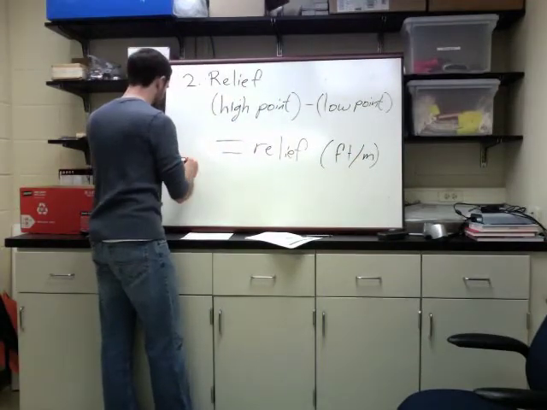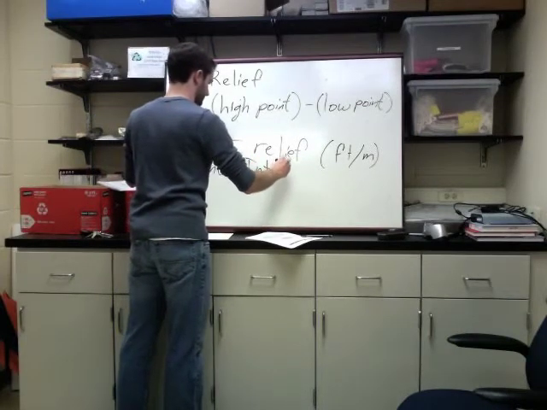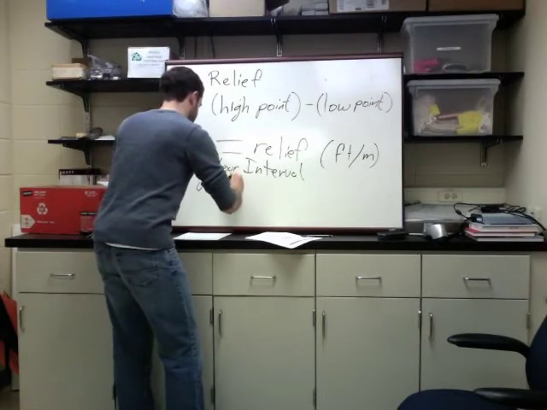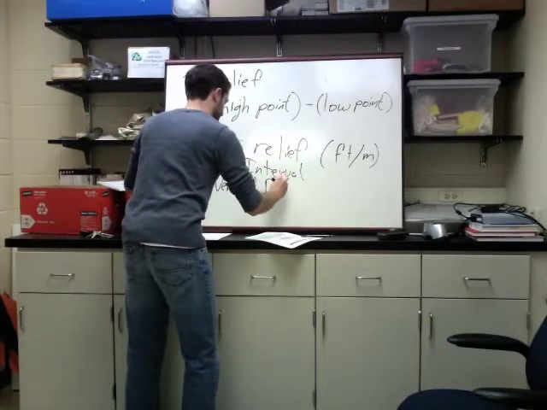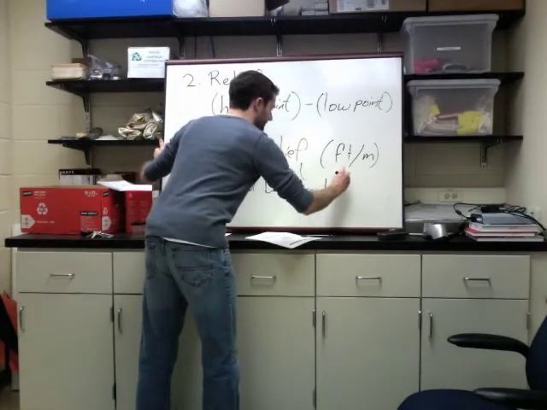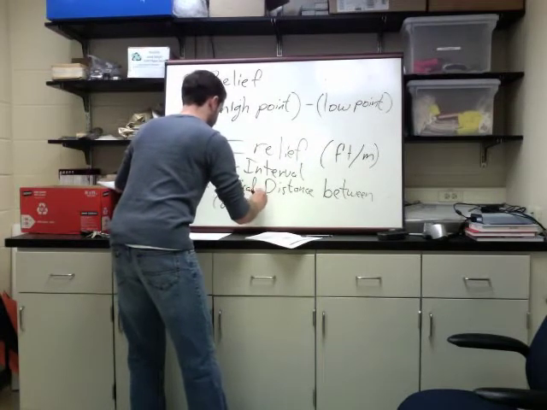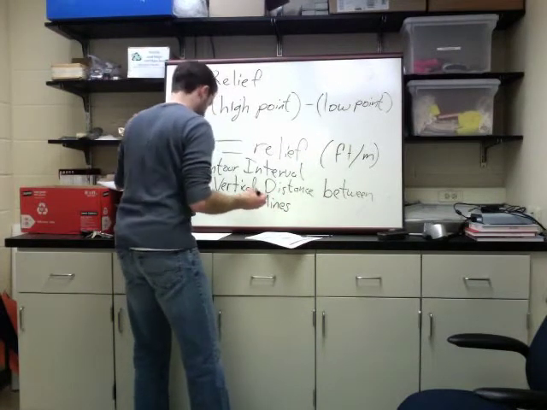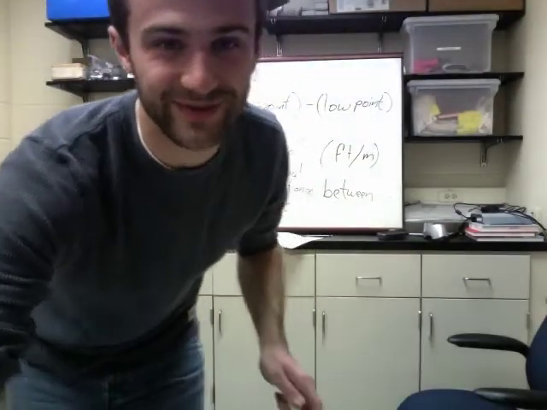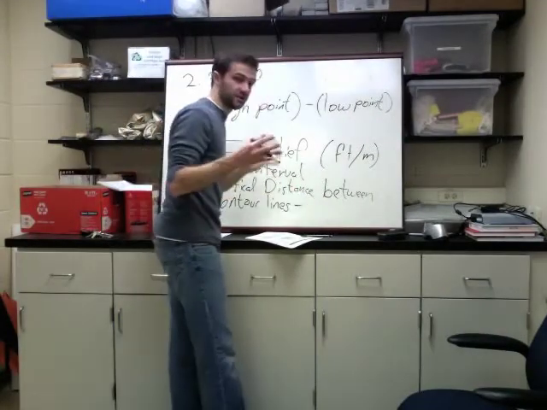Now there's something called the contour interval. Contour interval. And that is the vertical distance between contour lines. The vertical distance between contour lines. And this number is given to you. I gotta wiggle the mouse here because my computer's going to sleep. This is a number given on the map, in the key or the legend of the map.